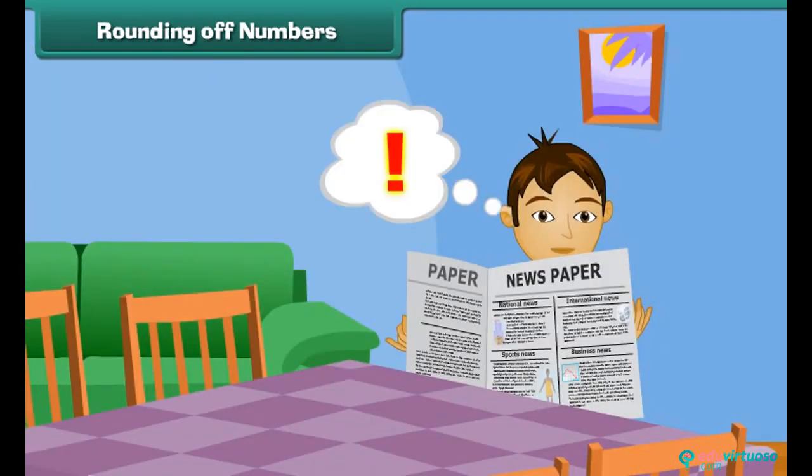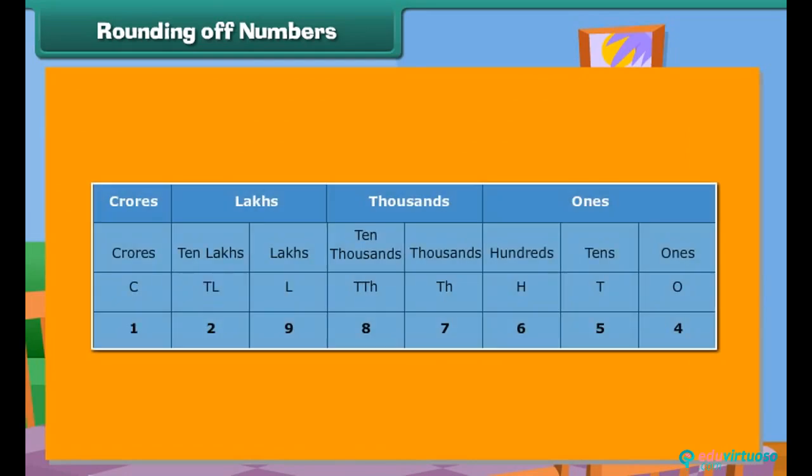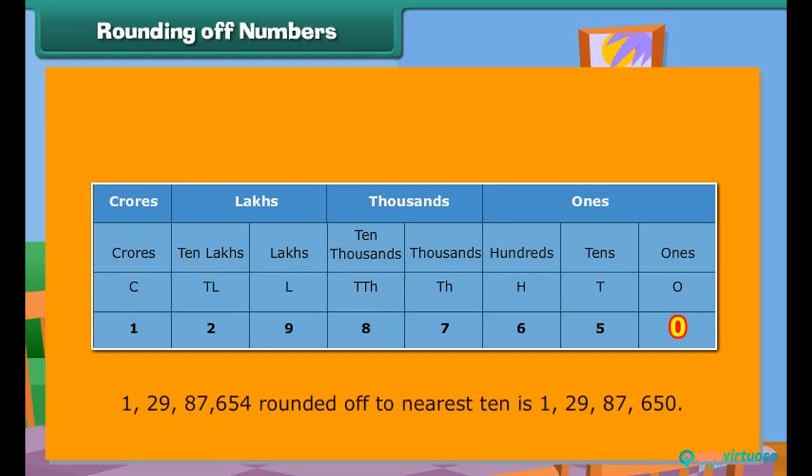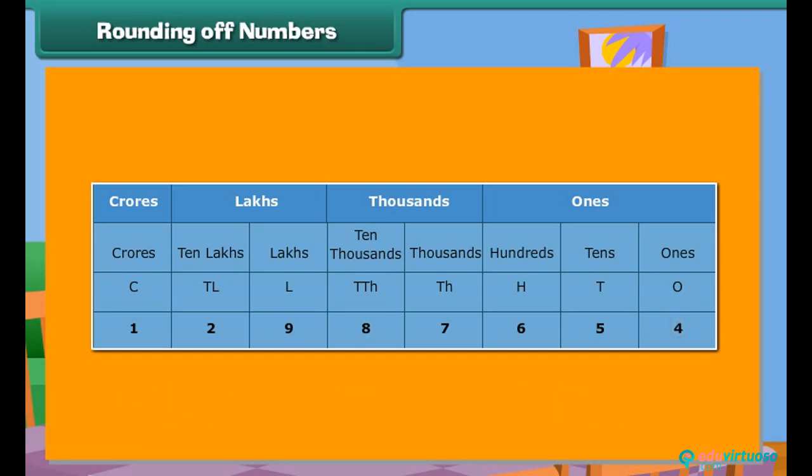Let us see how. Let us begin by rounding off 1,29,87,654 to the nearest 10. We first consider the digit at the ones place. It is 4. 4 is smaller than 5. We replace it with 0. 1,29,87,654 rounded off to the nearest 10 is 1,29,87,650.